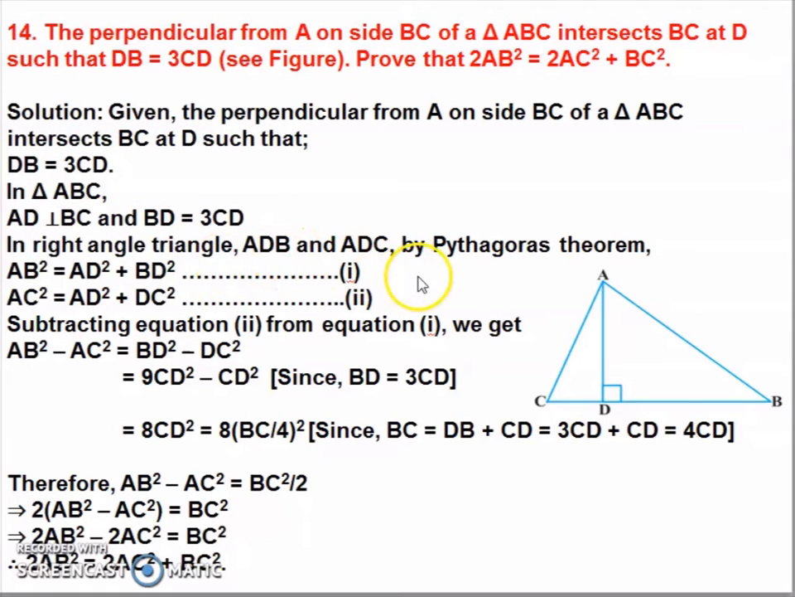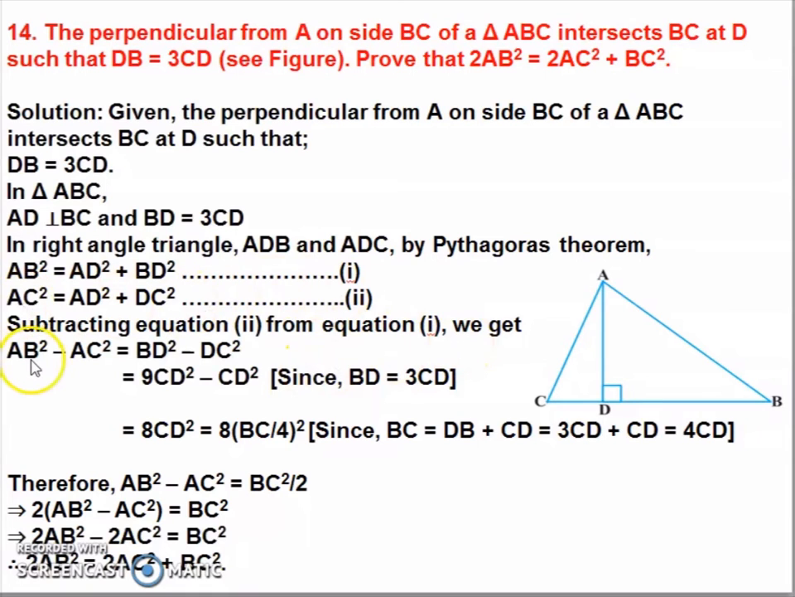Now, ADB and ADC are two right triangles, that is this triangle ADB. So, we can apply Pythagoras theorem in this. So, we will get AB square is equal to AD square plus DB square. And applying Pythagoras theorem in triangle ACD, we get AC square is equal to CD square plus AD square. So, these we have written as equation 1 and 2. Next, we will subtract equation 2 from equation 1.